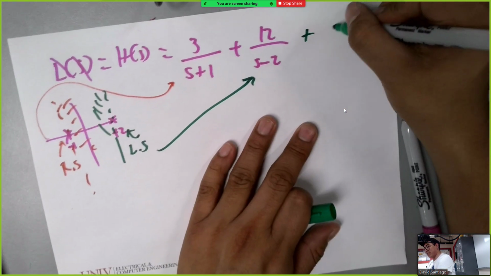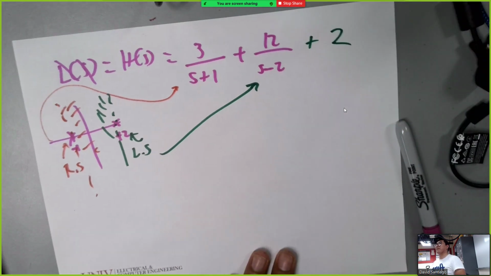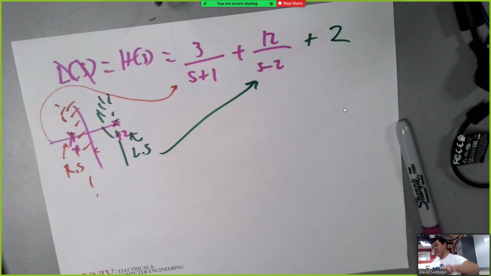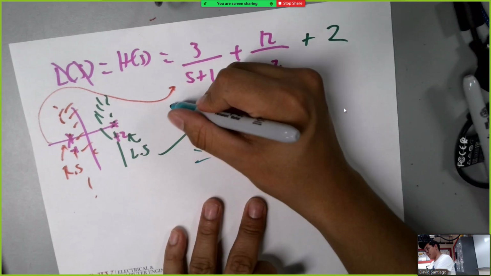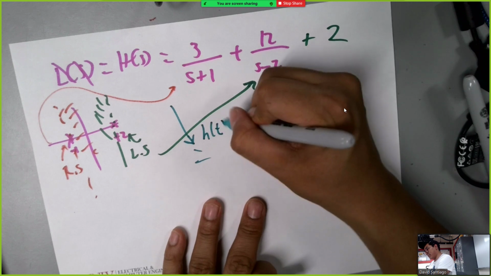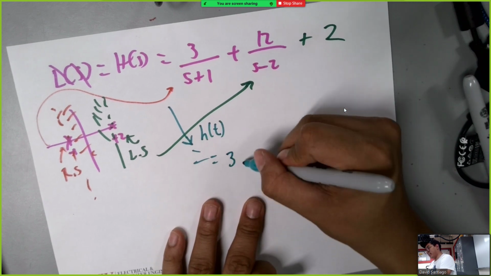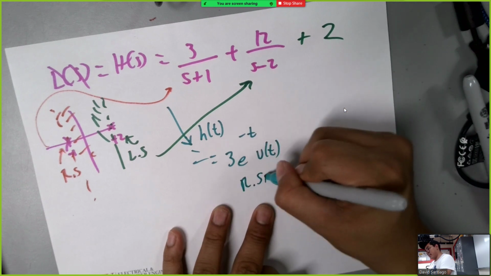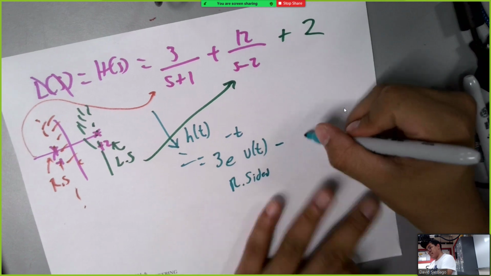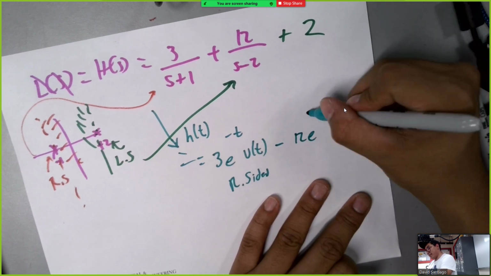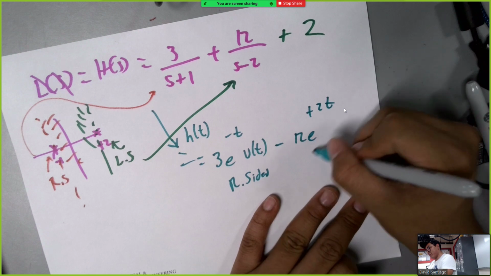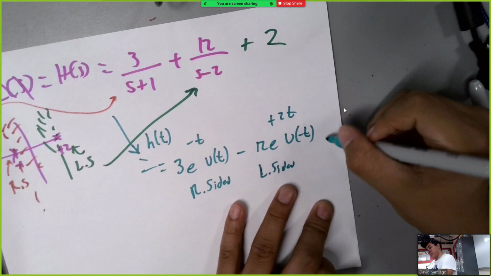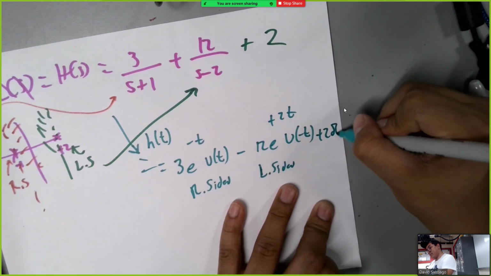But what happens if I add a 2 right there from partial fraction expansion? How do you write that in the time domain? If I were to go to h of t, you're going to get 3e to the minus t, u of t, right-sided, minus 12e to the plus 2t, u of minus t, which is left-sided. Then plus 2 delta of t.